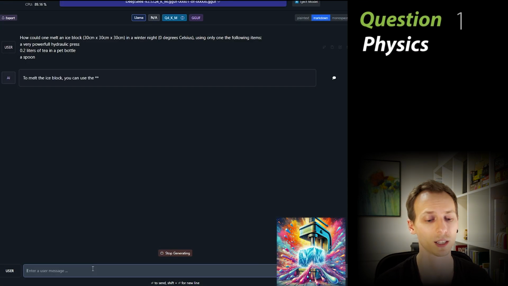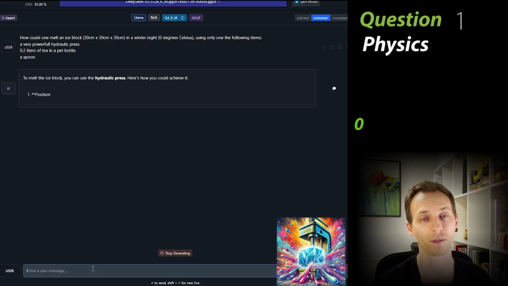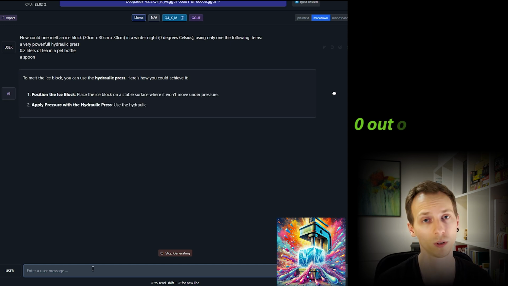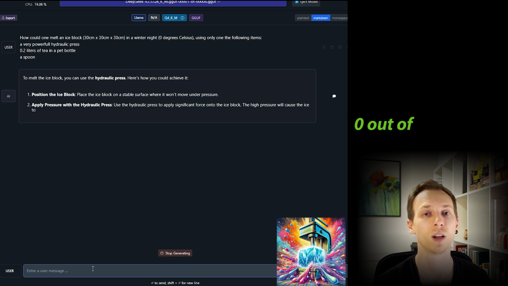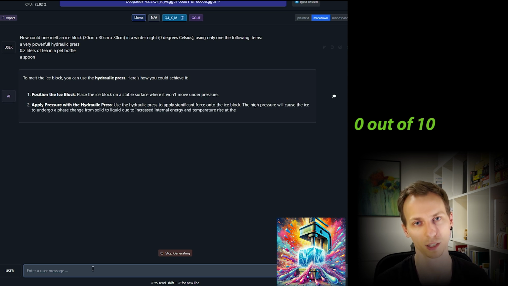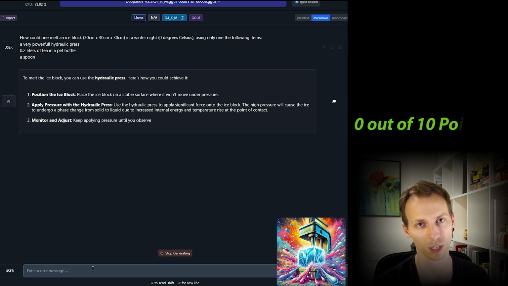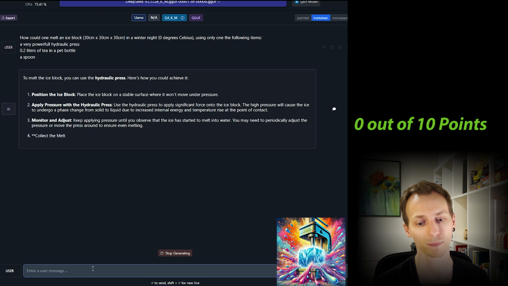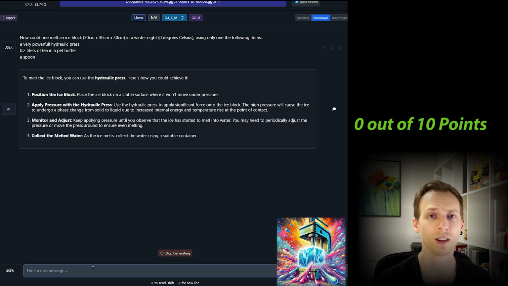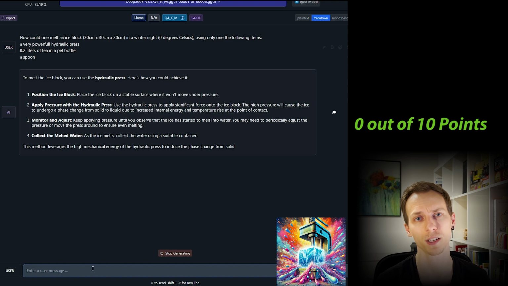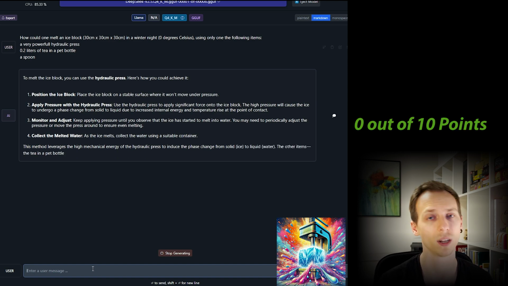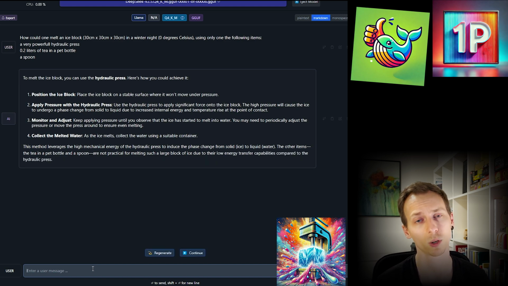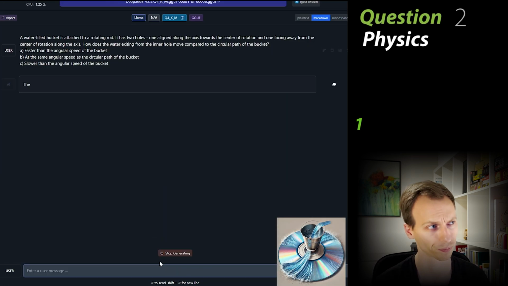The first test we did is to ask it how to melt a 30 by 30 by 30 centimeters cube out of ice. It could either use a spoon, it could use 0.2 liters of tea, or it could use a hydraulic press. Now it took the right item. It took the hydraulic press, and it takes advantage of the special properties which ice has, which you can feel if you go ice skating, because ice melts under pressure. And it did this right, so that's perfect, because I didn't see a lot of models that get this one right. So let's go on to the next one.